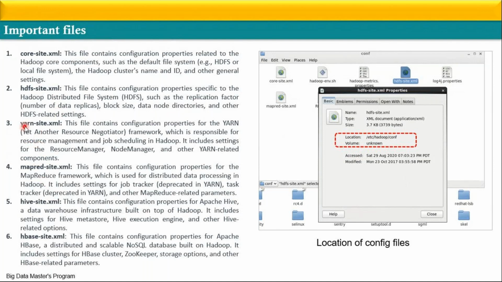So YARN, that is the resource manager, all the resources are managed by YARN. Mapred-site.xml is for MapReduce related stuff like mapper and reducer. With respect to Hive, the configurations are maintained inside hive-site.xml. HBase, that is the NoSQL database, has its configuration maintained inside hbase-site.xml. So these are the configuration files. Just have a look at these files and you will get the idea. This is the location, etc/hadoop and conf, where you will be able to get these files in your cluster.